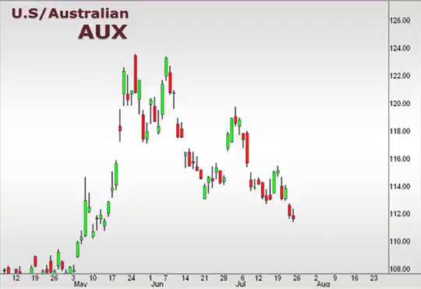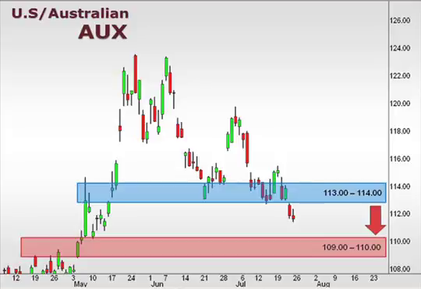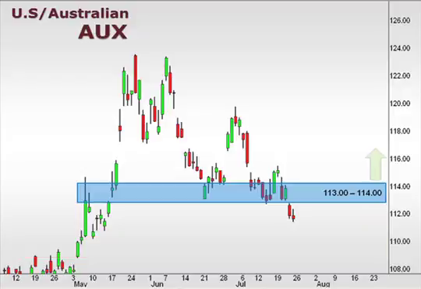Let's take a look at the US dollar versus the Australian dollar as seen here in the ISE FX options pair value AUX. Well, the AUX broke below 113, bringing the 109, 110 focal zone into play. Now, we need to see a move back into the 113, 114 focal zone and ideally a close above 114 to lend credibility to any reversal of the current downtrend.